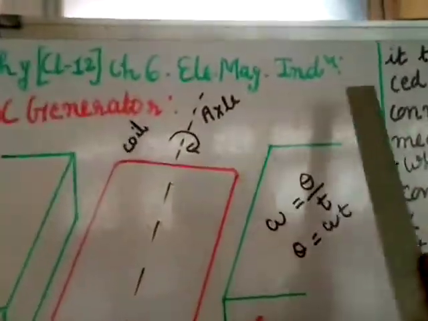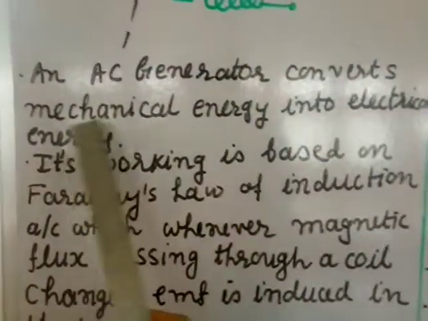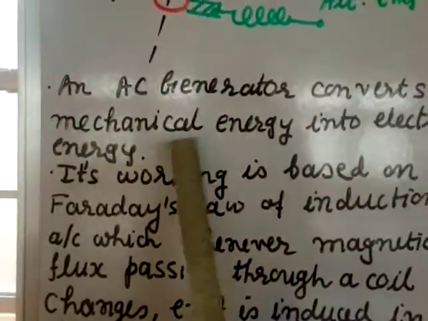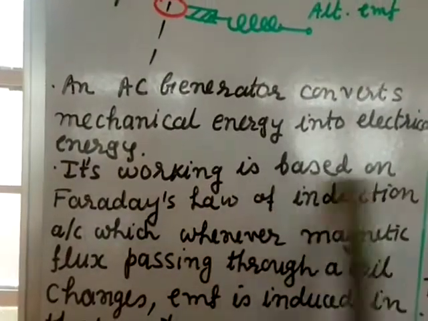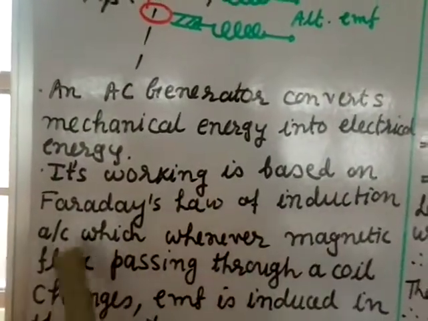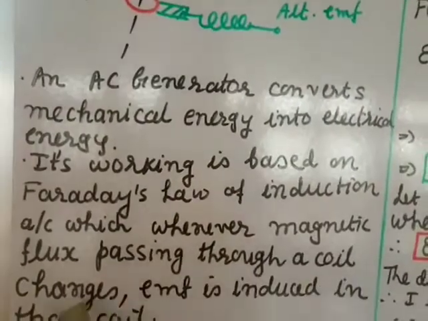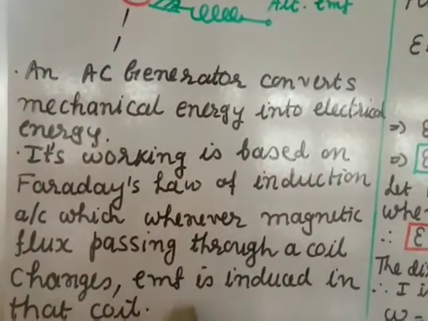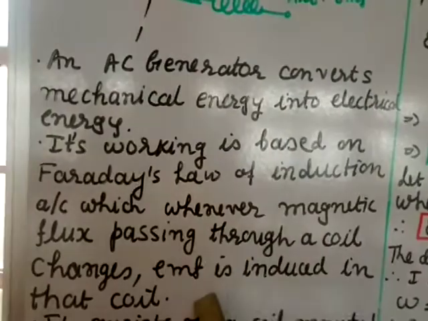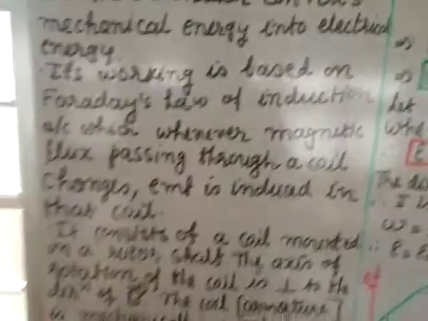Physics Class 12, Chapter 6, Electromagnetic Induction, AC Generator. An AC generator converts mechanical energy into electrical energy. Its working is based on Faraday's law of induction, according to which whenever magnetic flux passing through a coil changes, EMF is induced in that coil. Now let us see the parts and the functioning of AC generator.